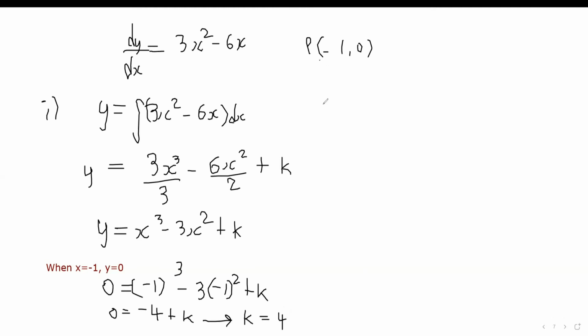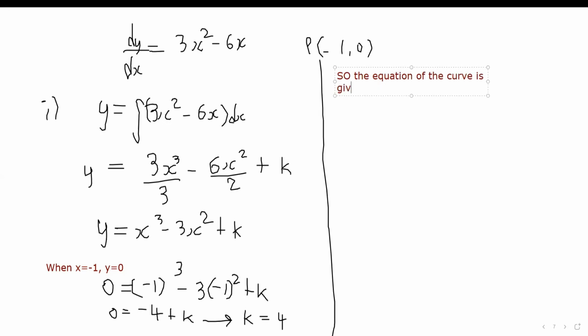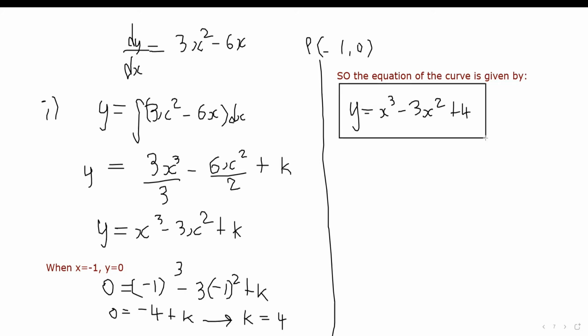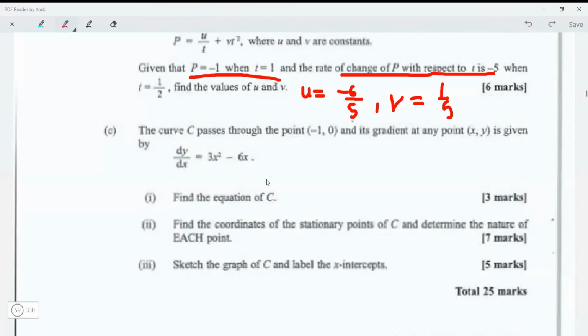Since k is equal to 4, we're good. So now we can tell them the equation of the curve. The equation of the curve will be given by y equals x cubed minus 3x squared plus 4. That's the equation of the curve. Nice. All right, so done with the first part. There was nothing really to it.